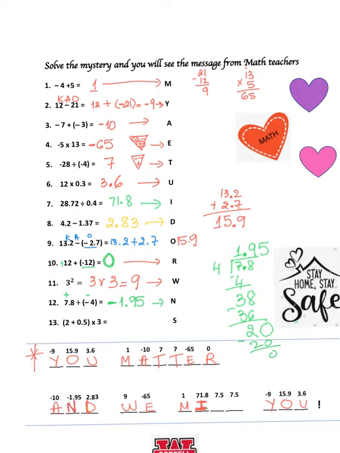Fill in letter N. The last one is 2 plus 0.5 in parentheses multiplied with 3. Remember PEMDAS. We're going to do the parentheses first. So 2 plus 0.5, I have 2.5. 2.5 times 3 is 7.5. So for 7.5, we have letter S. And we're going to fill in that S for 7.5 and that S for 7.5.